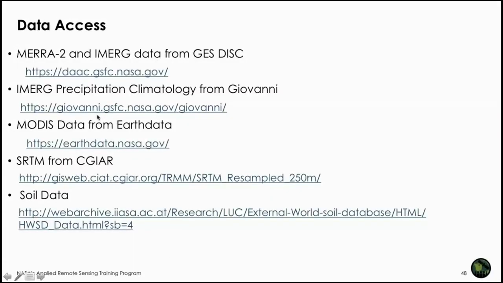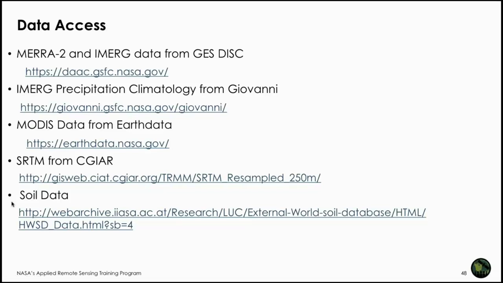So this is what we're going to do. We'll start with MERRA2 and IMERG data from Chestnuts. This is the address. We will also see how to get precipitation climatology using a tool called Giovanni. And we need this to specify initial moisture condition. We will then see how to get MODIS data. And then just for completeness, we have these sites here where you get SRTM and HWSD soil data, which are static data for the VIC model.